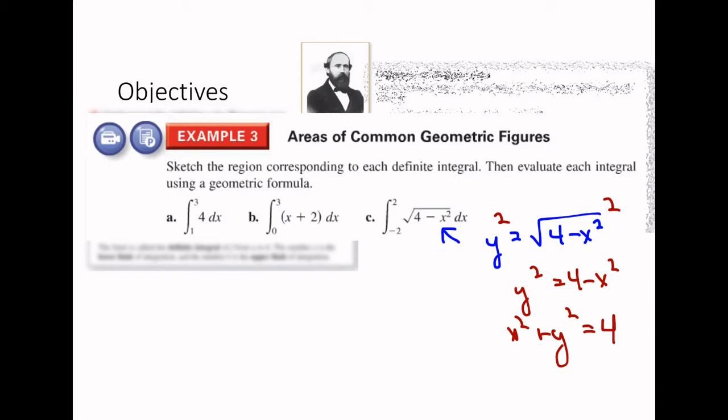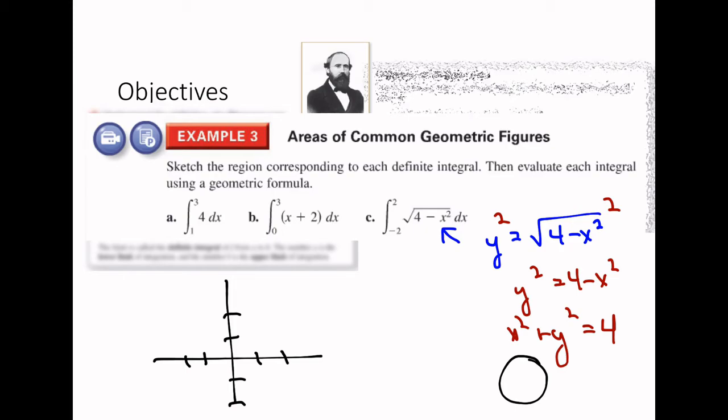So I'm going to tell you what it looks like in a minute, or I'm going to draw it, but if you want to try to remember what that looks like and you don't think you're quite there yet, then pause the video, because I'm going to do it now. That is a circle with radius 2.